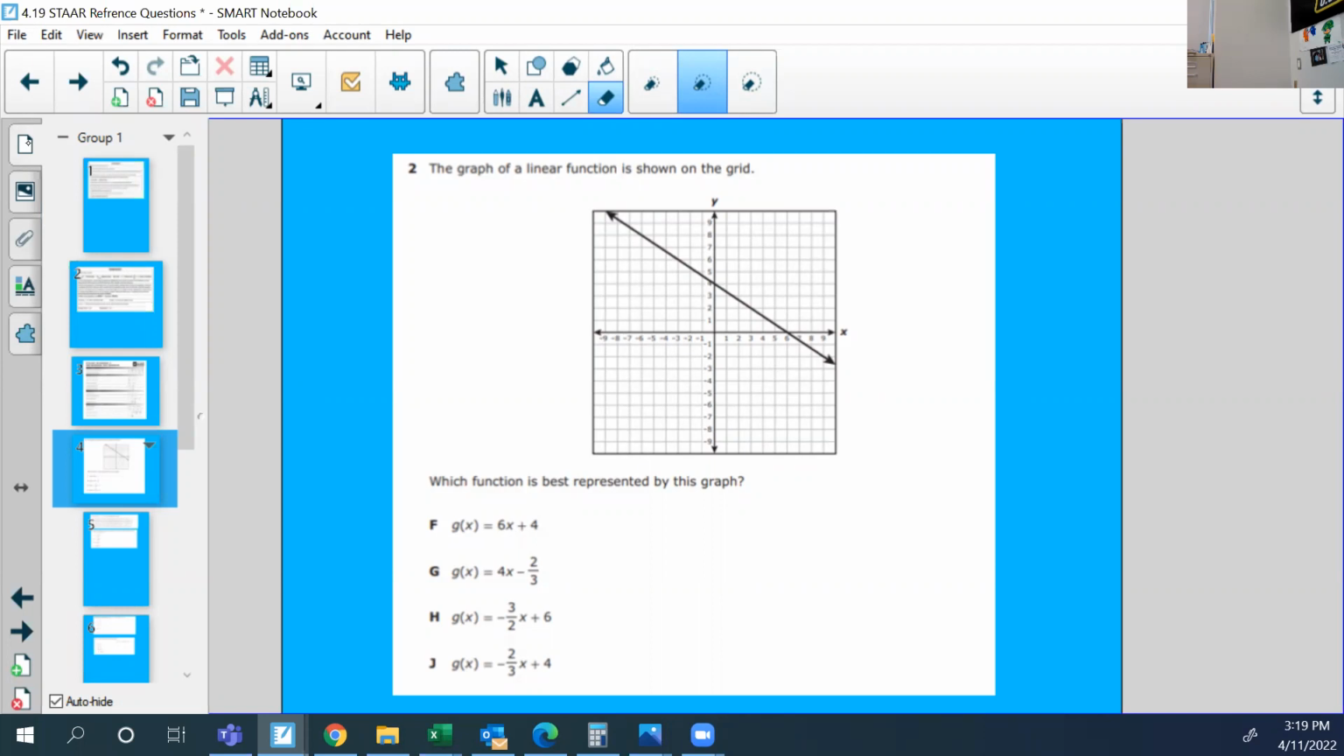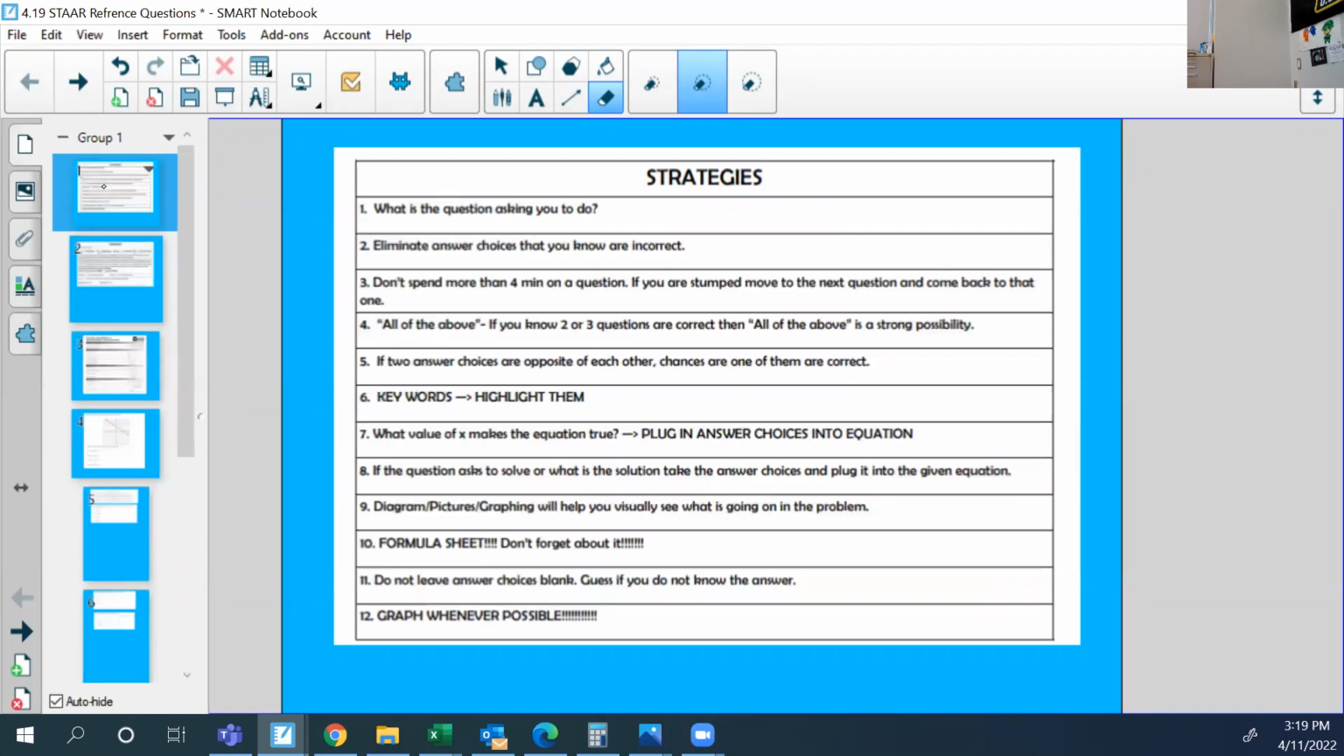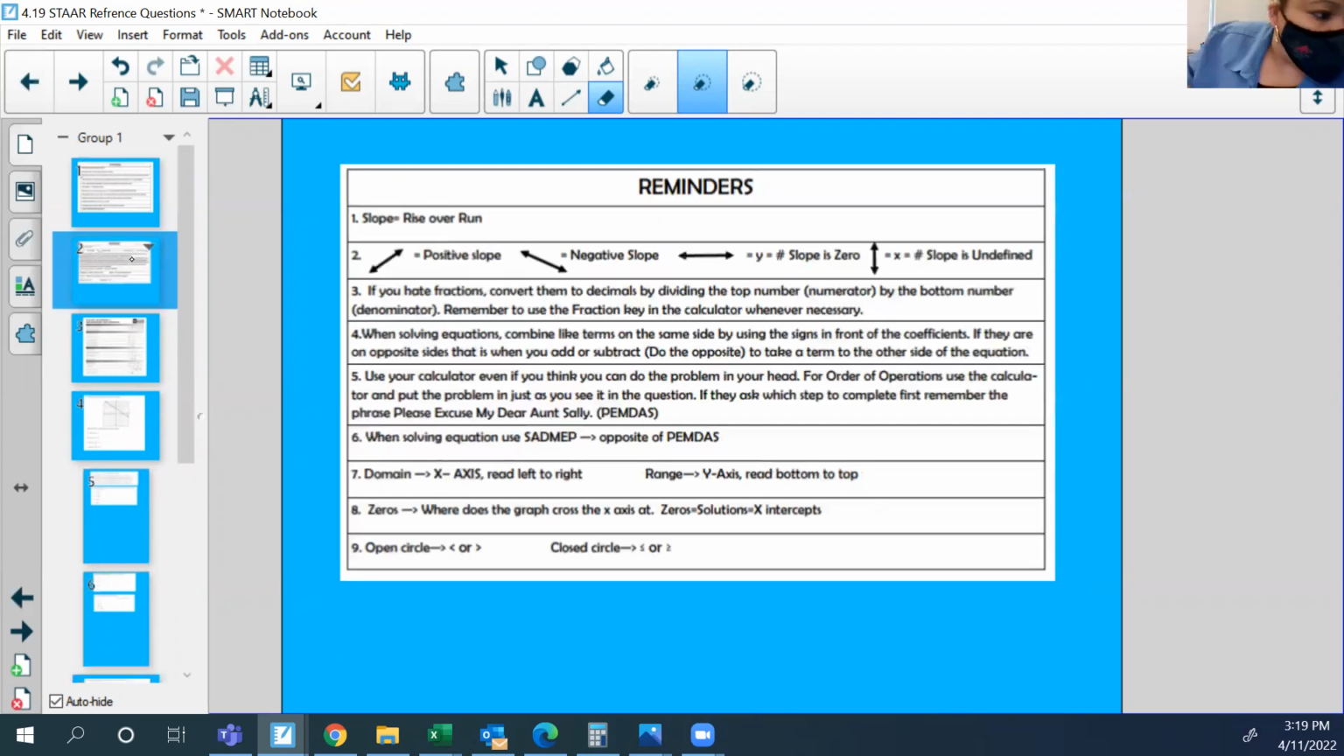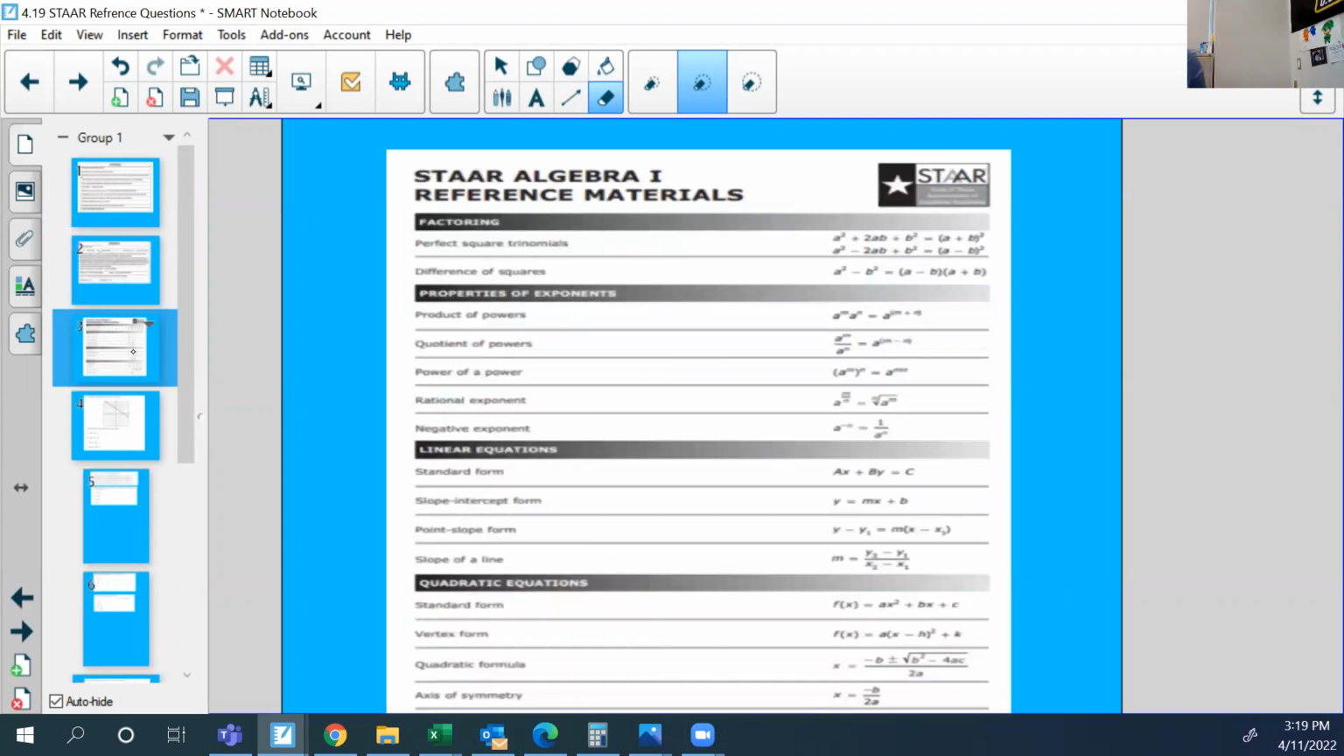All right. So this is day one of the STAAR review. I didn't have my mic set up correctly, so hopefully it's working now. The first two slides, I'm not going to go over. You guys can look at them. It's just strategies to take the STAAR test, and some of these I'll go over as I go through the review. And of course, you have the formula sheet, the reference materials.